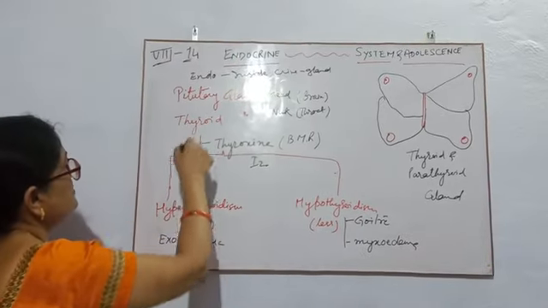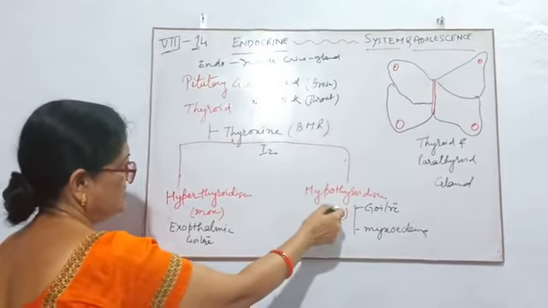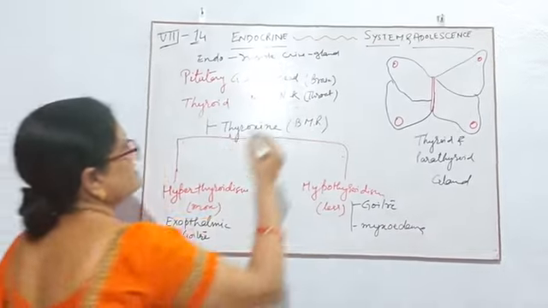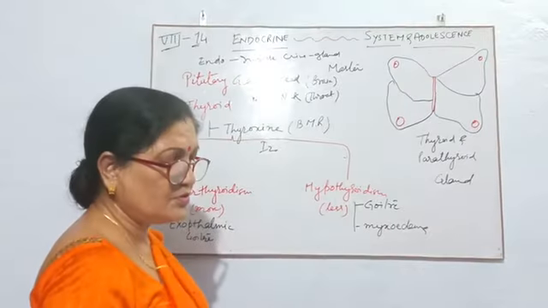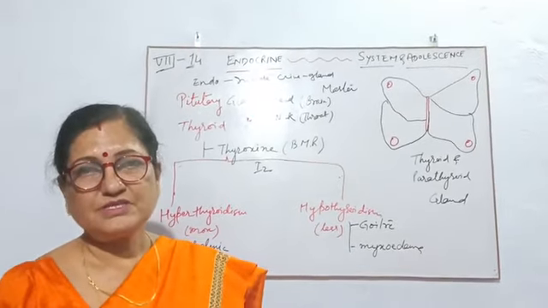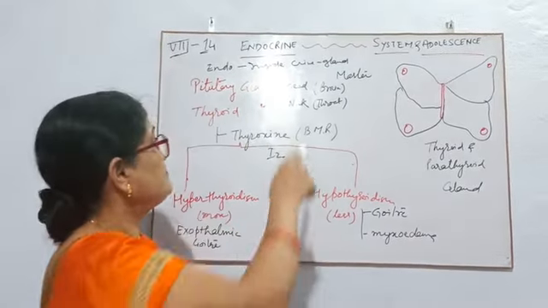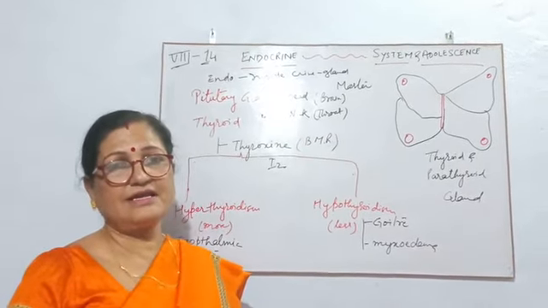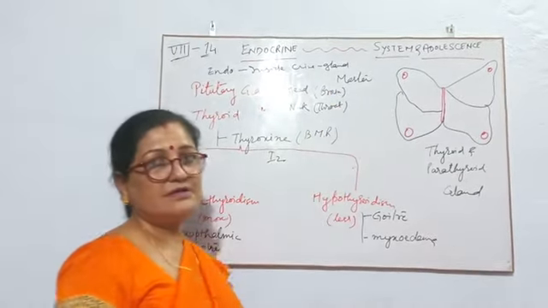So this is about the thyroid gland, hyperthyroidism and hypothyroidism. Acha, one thing more children, the pituitary gland is also known as the master gland. Maybe it is in your book, I don't know. Do you know now what is the meaning of master? Master means those who can conduct each and everyone. So the pituitary gland can conduct each and every endocrine gland for its proper function. So it is also known as the master gland.